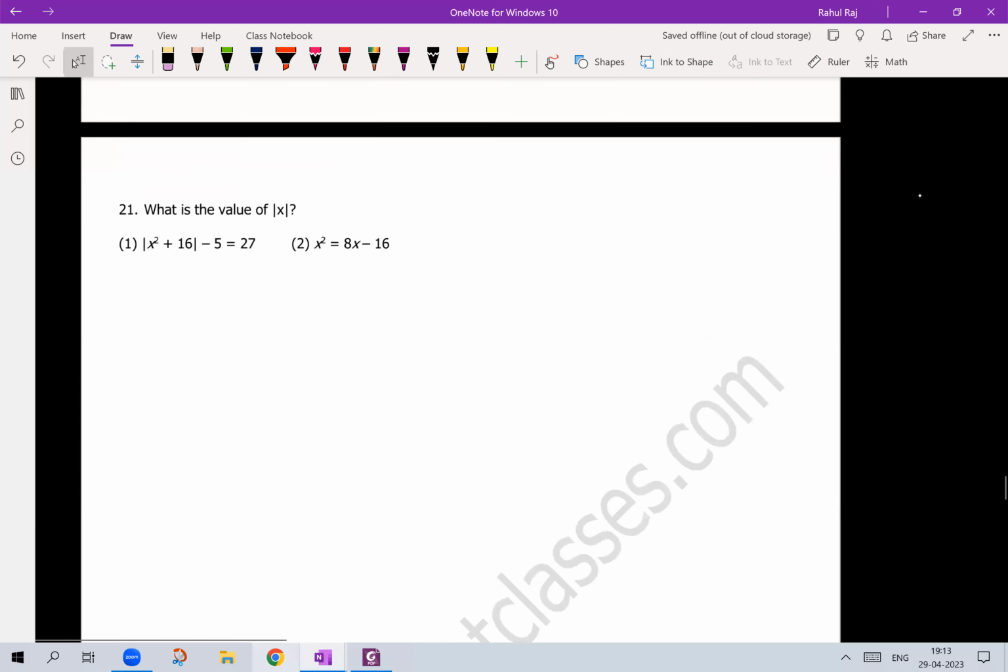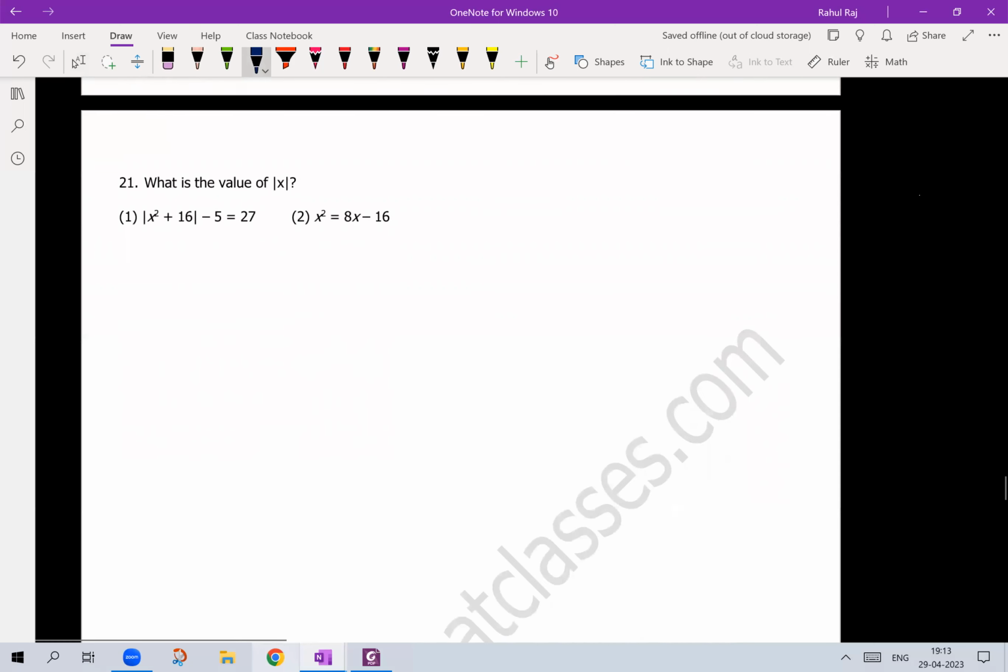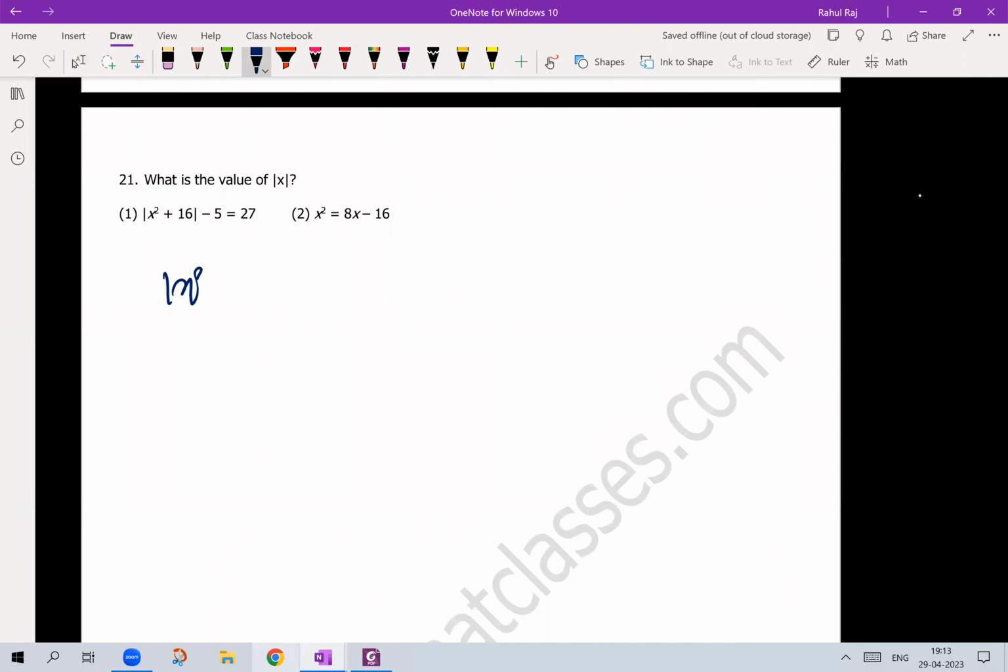So option number 1 says what? x square plus 16 is equal to 32, right? Now don't start evaluating mod x. Just tell me, for what value of x square can the left hand side be equal to the right hand side? Only when x square is equal to 16, right? Only when x square is equal to 16 can the left hand side be equal to the right hand side. So if you take the root on both sides, mod x is equal to 4.